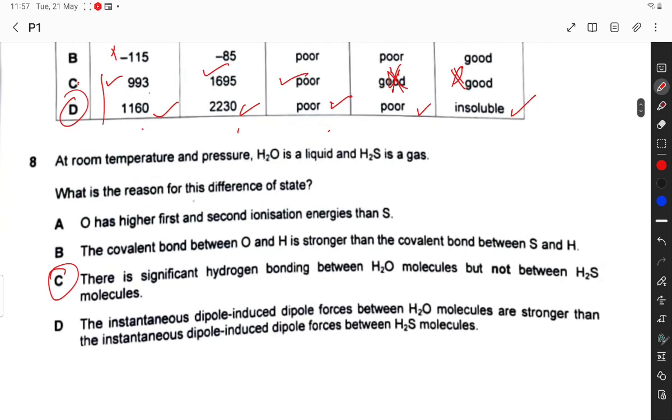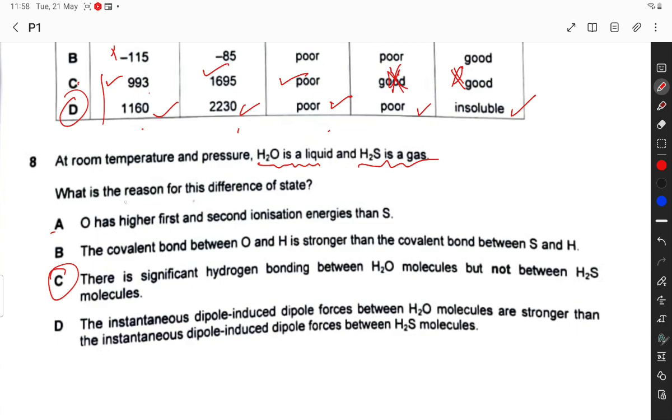At room temperature and pressure, water is a liquid and H2S is a gas. Water is a liquid, H2S is a gas. What is the reason for this difference of state? A option, oxygen has higher first and second ionization energies than sulfur.